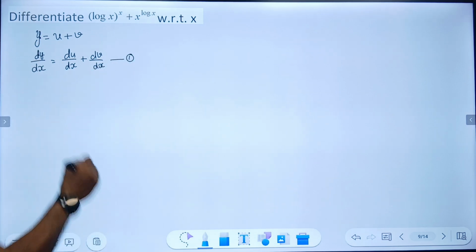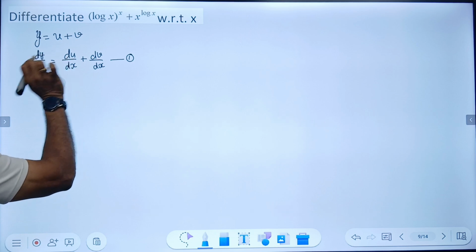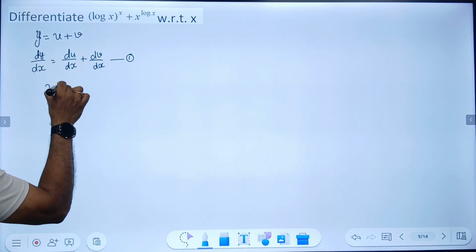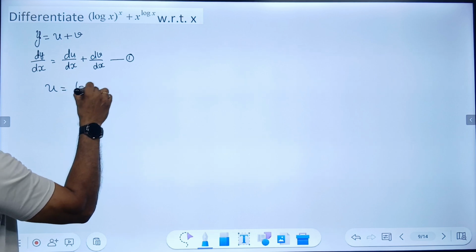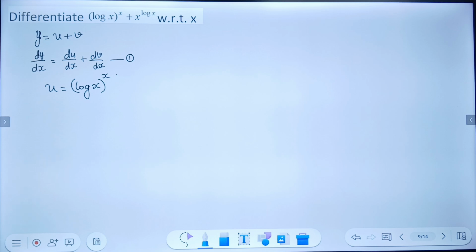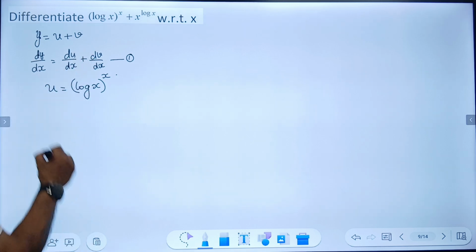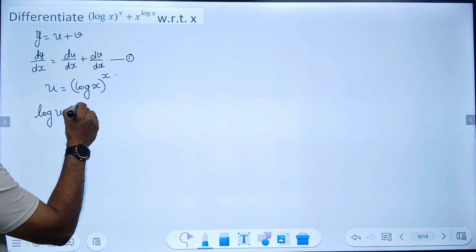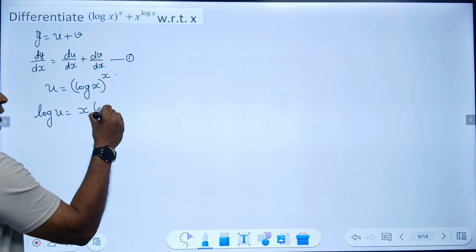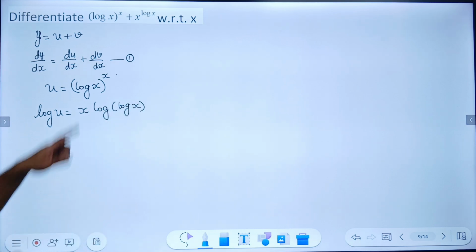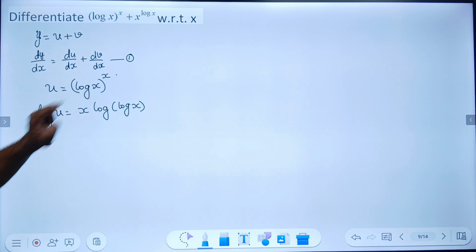Now what is u? My u is log x whole power x. Log x the whole power x. Now it's variable raised to the power of variable. Take log on both sides. So I get log u equal to n log a, where n is x. Here my a is log x. So x log of log x.